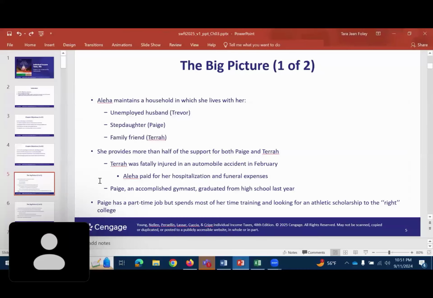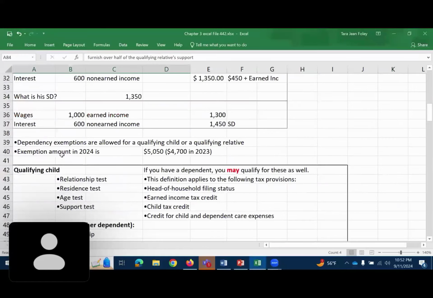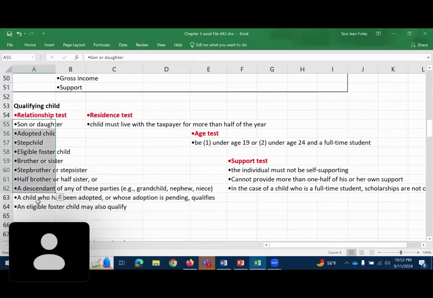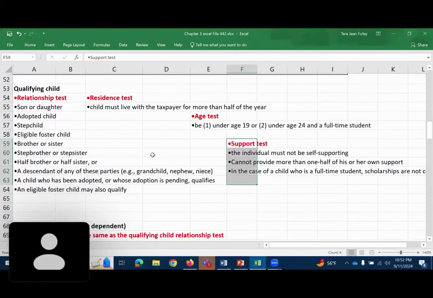Okay, so does Paige qualify as a child? Maybe she doesn't because she's over 19, or maybe she makes too much money, but she still might qualify as a dependent. And the family friend Tara may qualify as an other. She can't qualify as a child because she's not going to meet the relationship test, right? Son or daughter. She might meet the residency test. We don't know if she's meeting the age test and support tests. Okay, that's how this works.